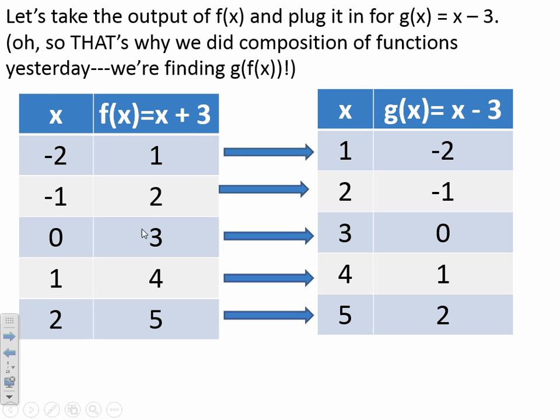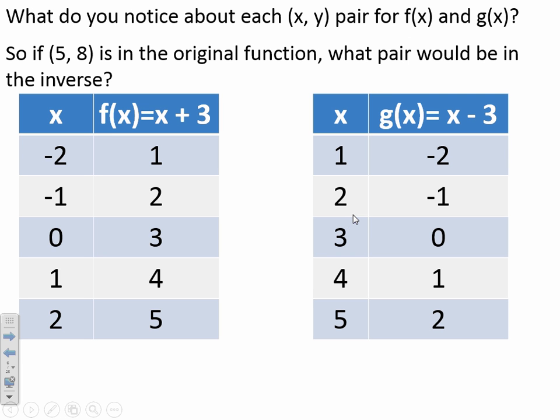The function f of x took our original inputs to some values, 1, 2, 3, 4, 5. And then g of x took those values, 1, 2, 3, 4, 5, right back to what we started with. -2, that's what we started with here. -1 went to -1. 0 went to 0. 1 went to 1. 2 went to 2. Fantastic.